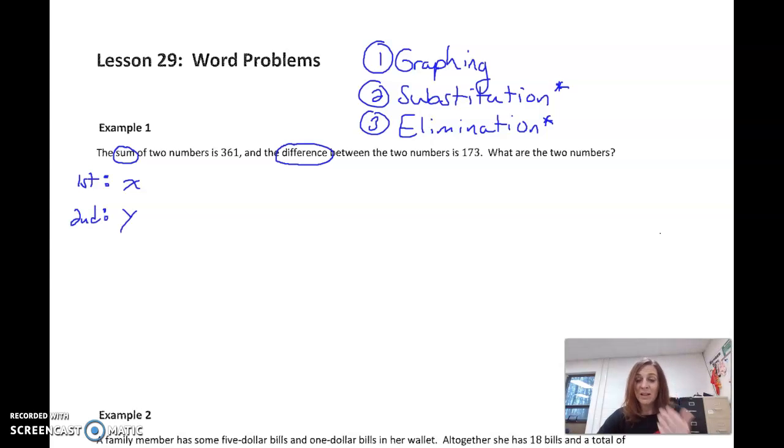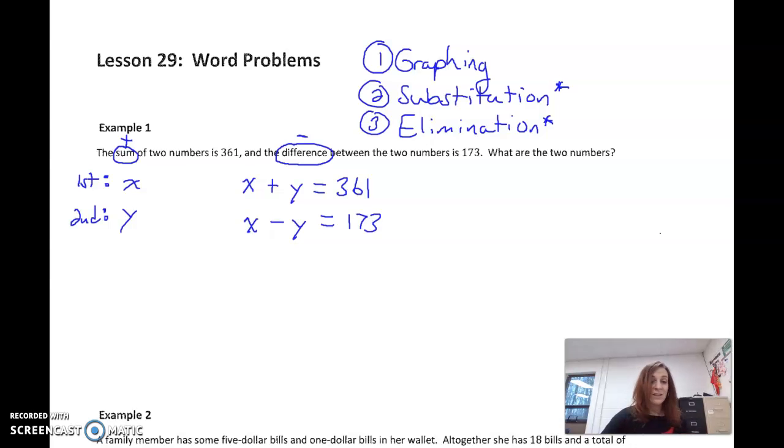Now go back to what they're telling us. They're telling us that when we add them together, X plus Y, we get 361. They're also saying when we subtract them, we get 173. So that right there, ladies and gentlemen, is our system. So you have to start by taking the word problem and writing your system, then you can solve it.